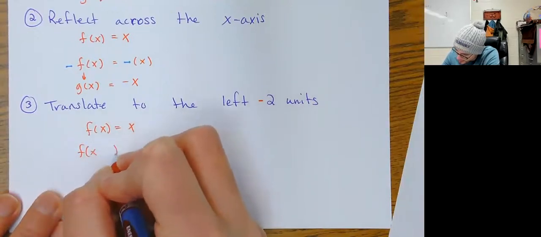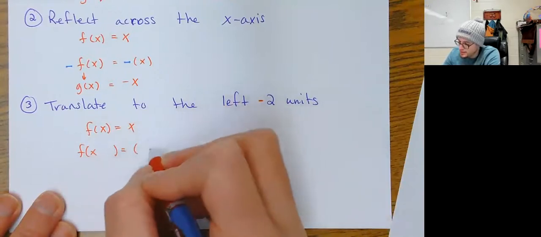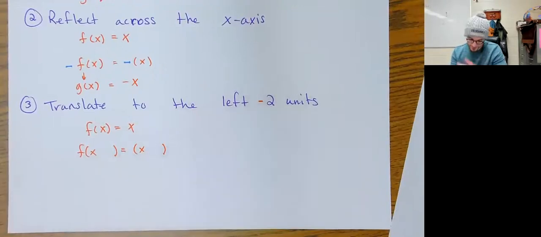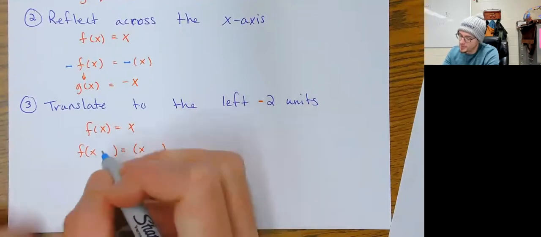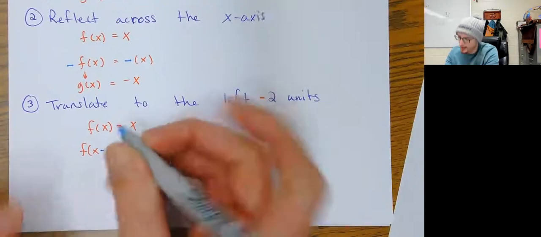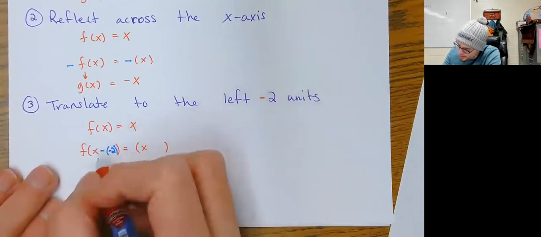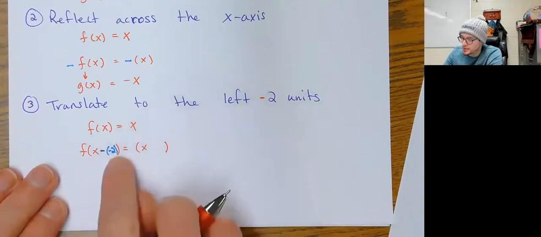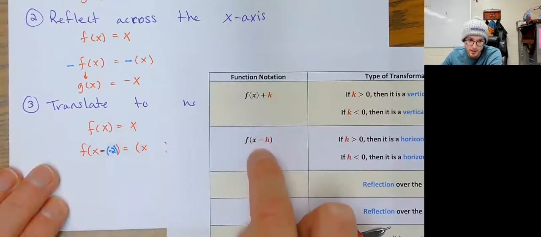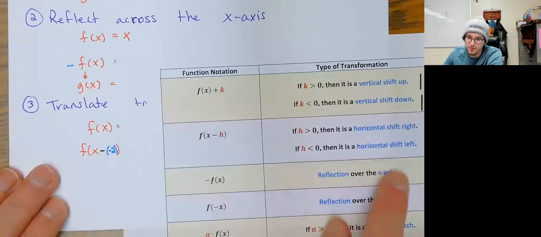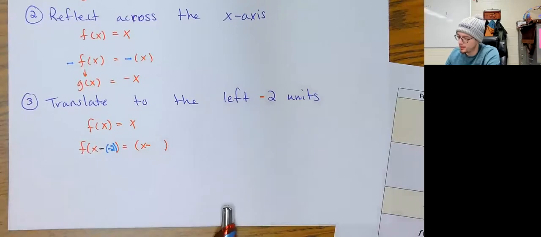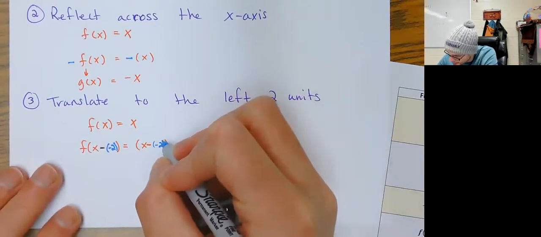Now, this is where the parentheses come in handy. So I put parentheses around the variable, around the input, and I'm going to subtract a negative 2. Let's make that red, because what's special is this is the negative 2. We're always subtracting, and in this case, because we want to go to the left, we're subtracting a negative 2.